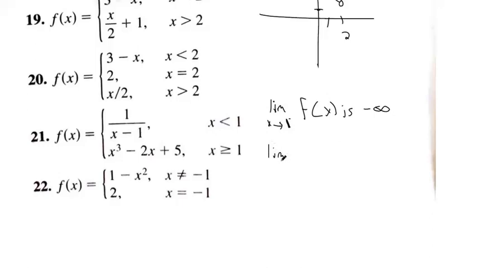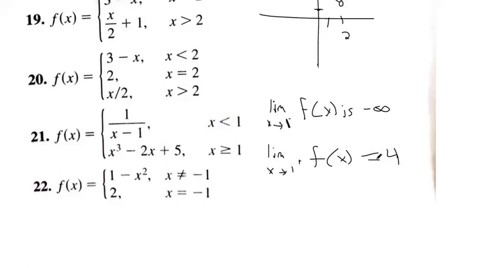Now the limit approaching x equals 1 from the right means we use this part of the piecewise function because this is where we can be greater than 1. And so this one we don't have to do any funny business because there's no divide by 0 problem. If you plug in 1, you get 1, subtract 2 is negative 1, negative 1 plus 5 is 4. This one we can say it's equal to 4.